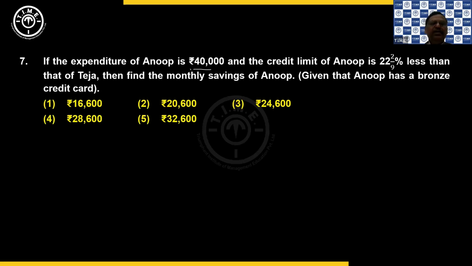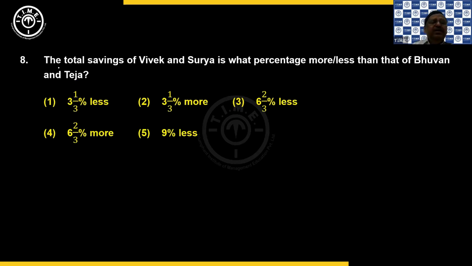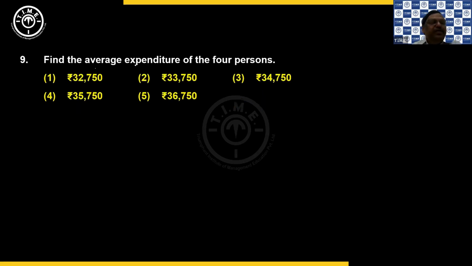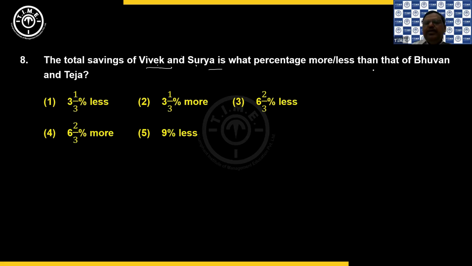We'll come back. This is about expenditure, and then he's asking about credit limit. We'll come back. But here, this talks about total savings. When you know income and expenditure percentage, you can find savings easily. This will take less time compared to credit cards. Next, this is average expenditure. This also will take less time because you are calculating expenditure. So questions 8 and 9 will take less time compared to the other questions. Another asks whether Vivek and Surya's savings are what percent more than Bhuvan and Teja's. First we'll answer these two questions, then we'll come to credit limit and all that.